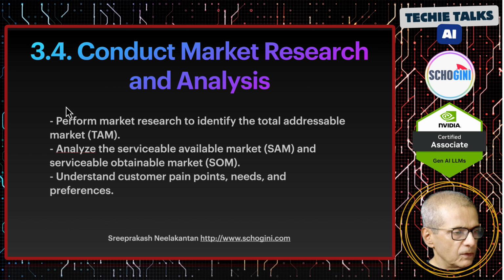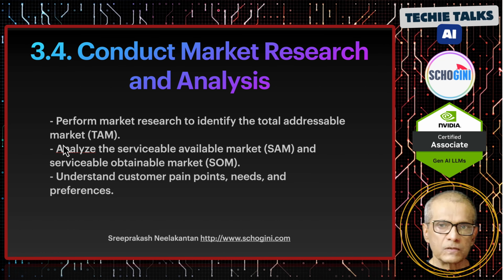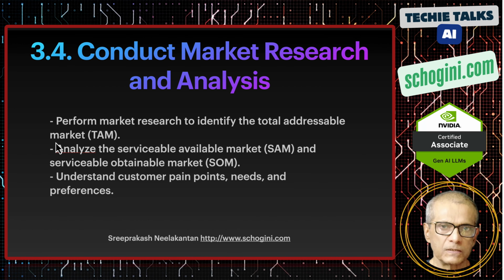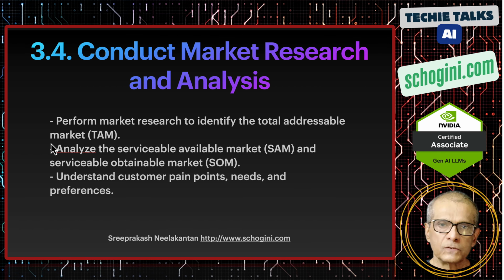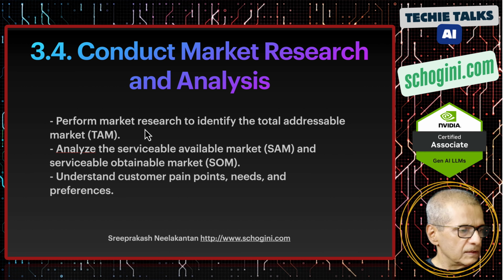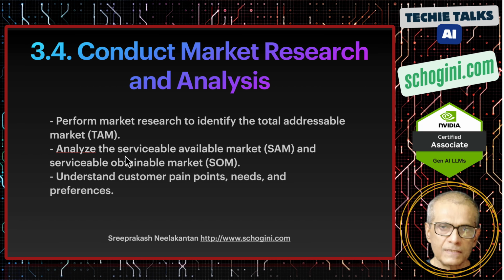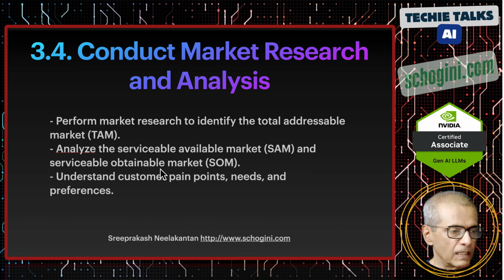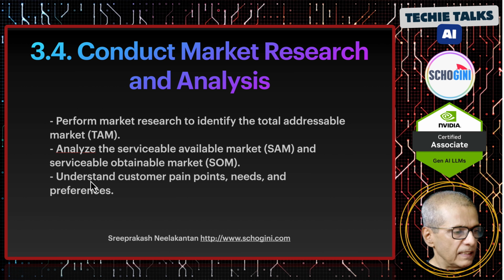Okay, 3.4 is conduct market research and analysis. So once you have these subtopics identified, you will know what your domain experts or those agents who are attending to these domains should focus on. Okay, perform market research to identify total addressable market, TAM. Analyze the serviceable available market, SAM, and serviceable obtainable market, SOM. Then understand the customer pain points, needs, and preferences.